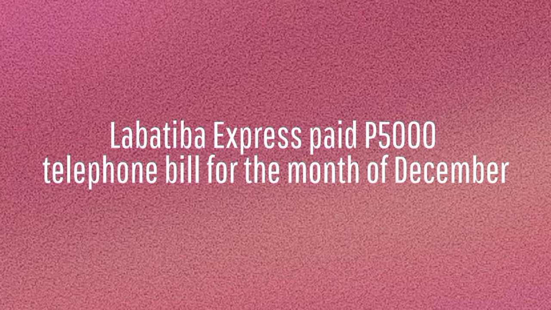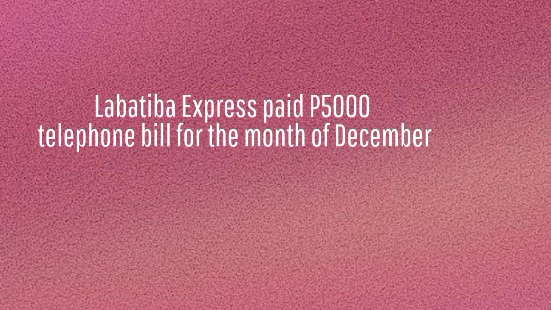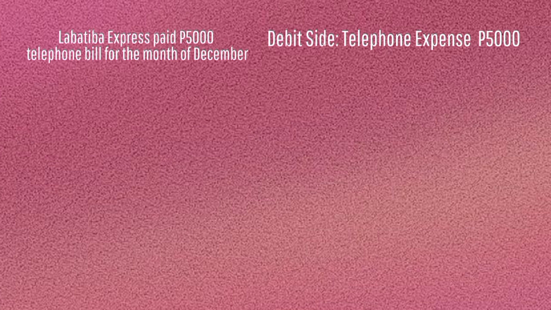Last one, and it's your turn to answer. Labatiba Express paid 5,000 telephone bill for the month of December. Let's just assume that it is December 3 of 2022. Now, let's plot the entries. Telephone expense, 5,000. According to the debit side, the debit side is increasing in asset and expense. For the credit side, it's cash, 5,000, because you paid the telephone expense using cash, so your cash must be decreased.